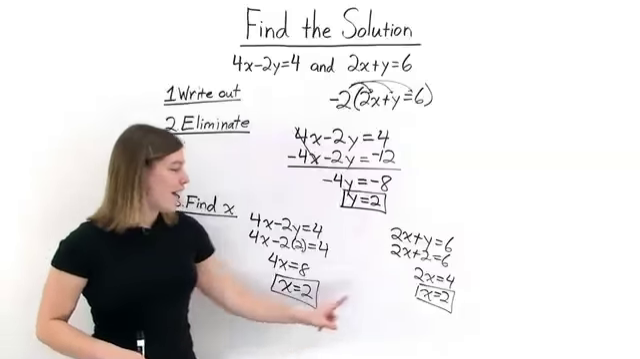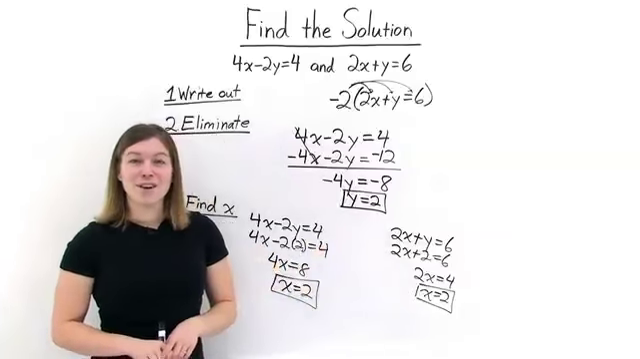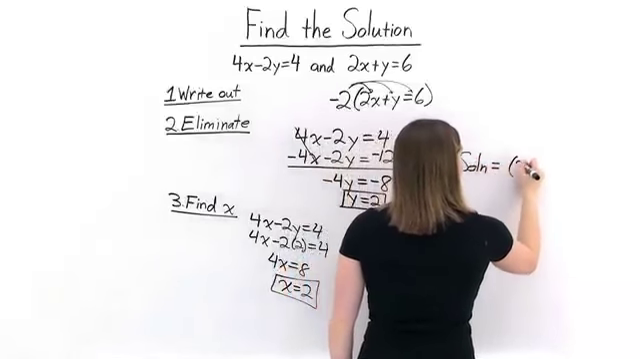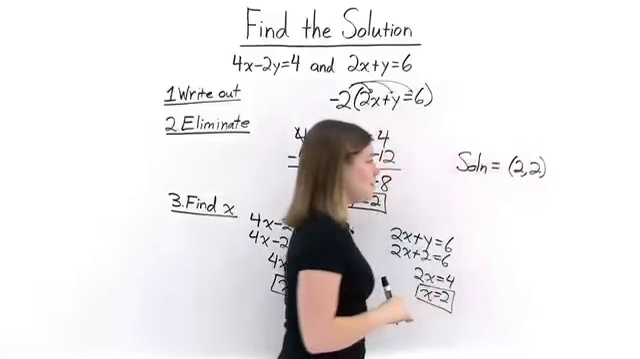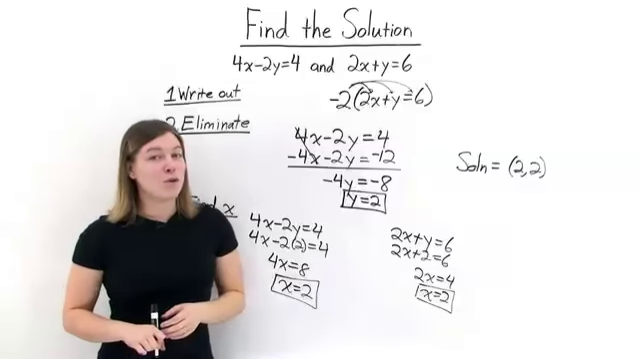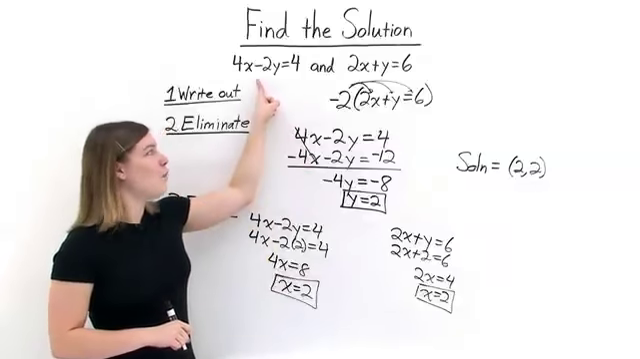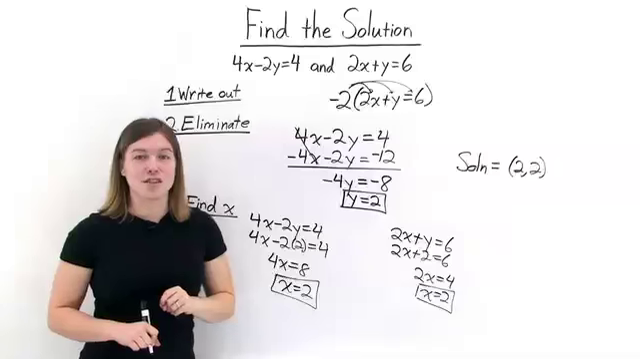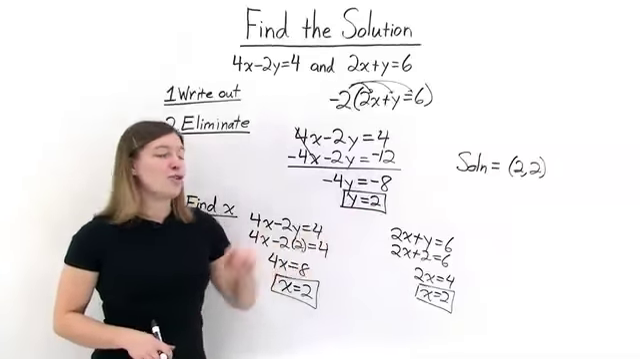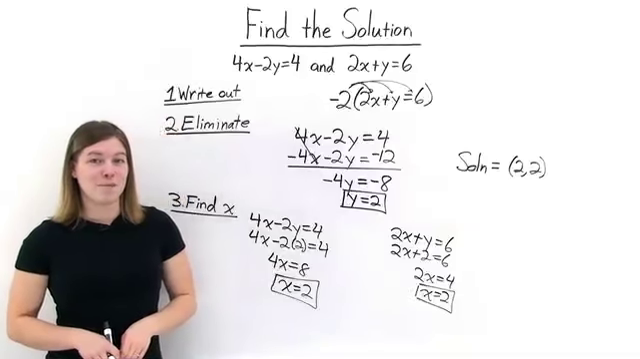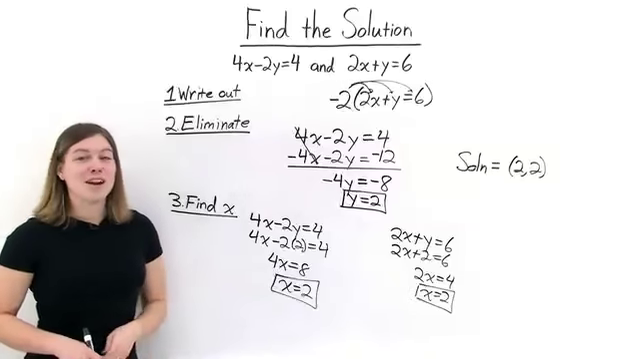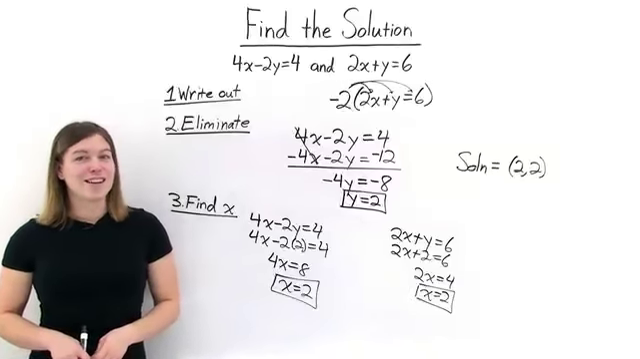So that means that x is 2 and y is 2. So we have our solution. The solution to this system is the ordered pair 2, 2. 2, 2 satisfies this system. If we take that ordered pair and plug it in for x and y into both of our original equations, we will get a true statement in both cases. And since 2, 2 is the only solution to this system, the system is called consistent and independent. This was just one example of how to use the elimination method to solve a system.